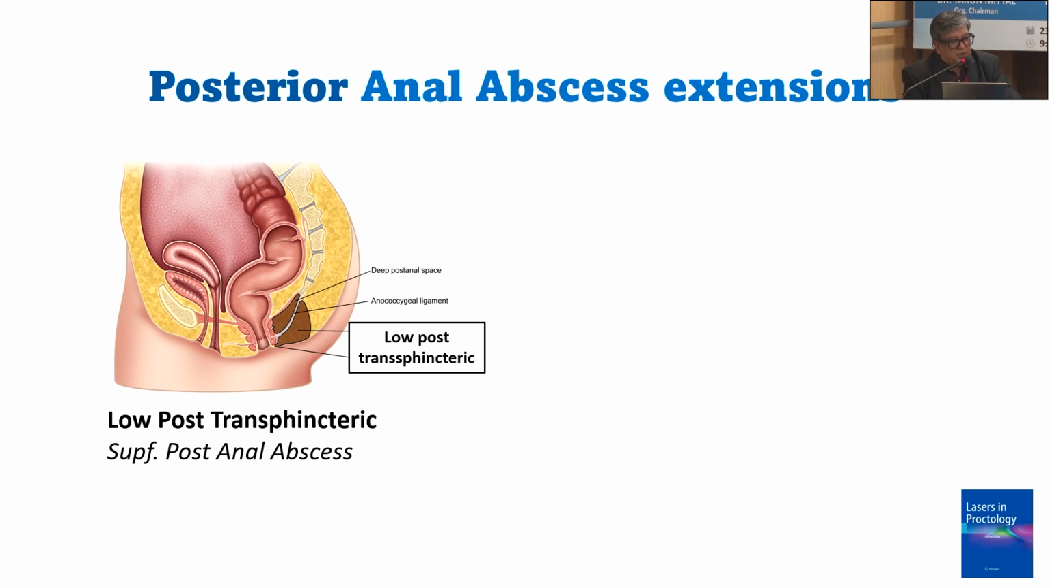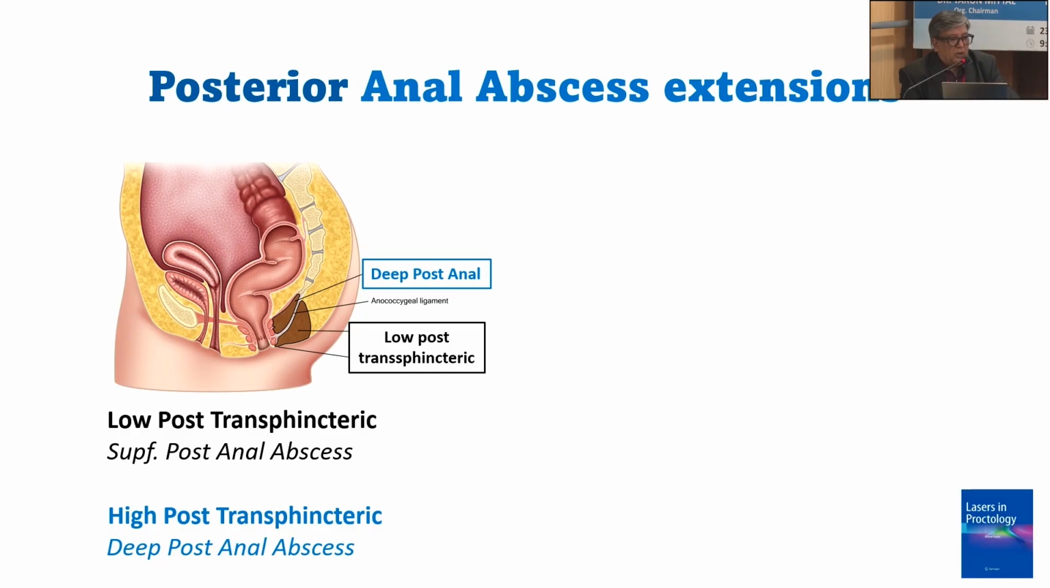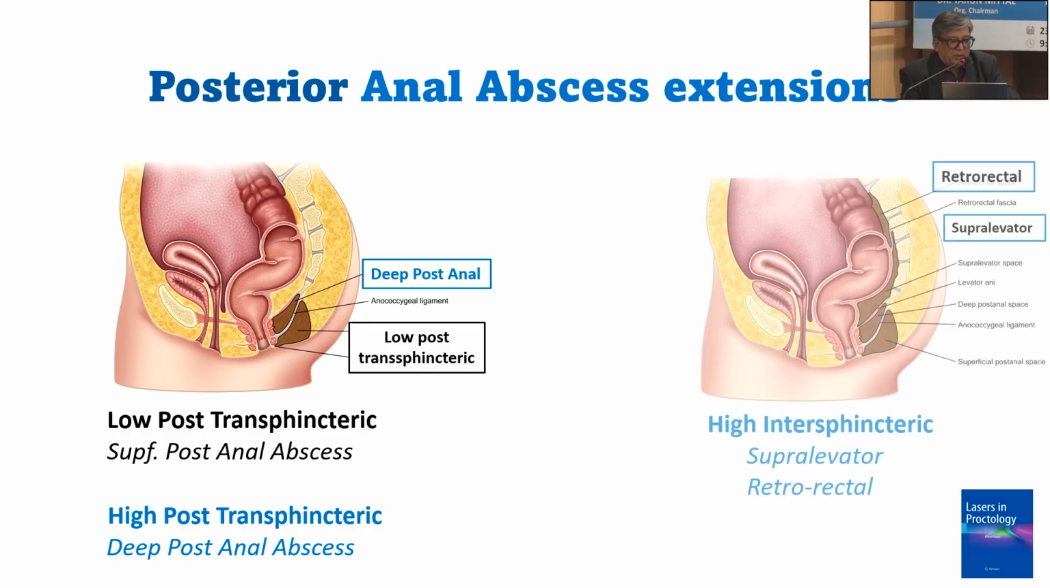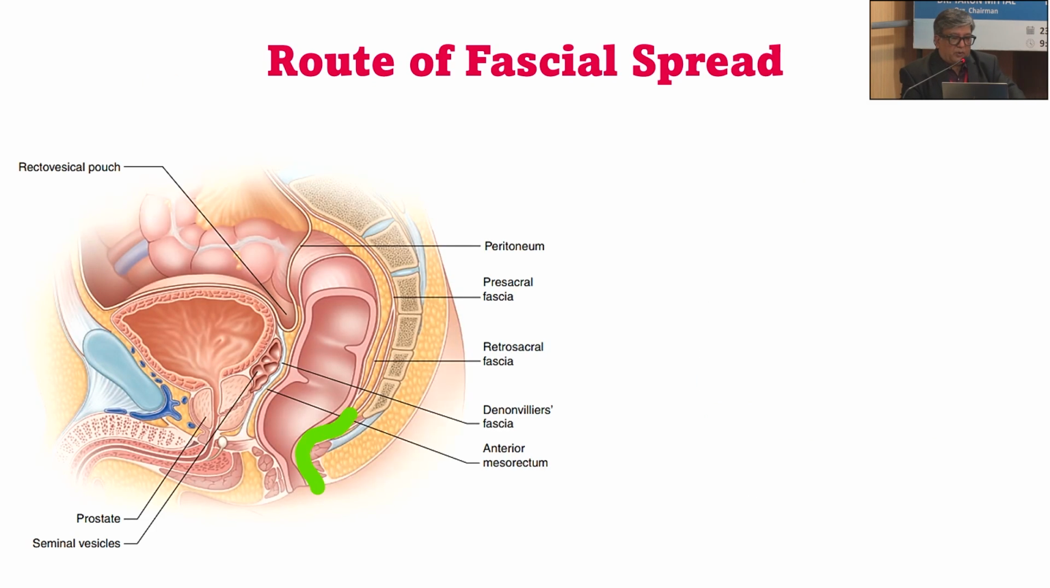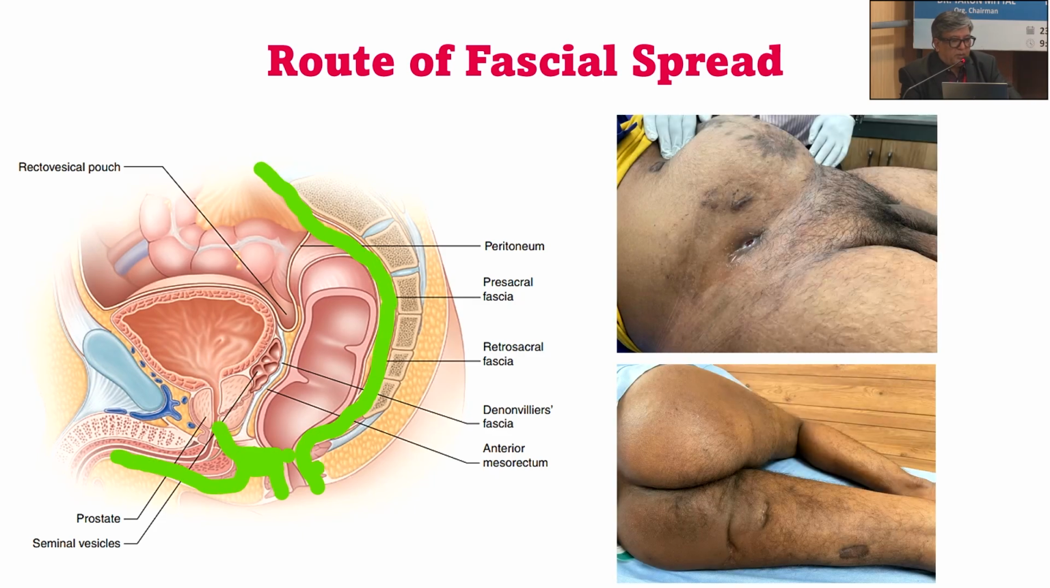Posterior anal abscess extensions: a low posterior transsphincteric abscess can be there, or a high deep posterior abscess can be there, which is below the supralevator and above the ligament, or anococcygeal ligament. And if we don't take care of these abscesses which are behind, they're never going to go away. And this one I've already shown you in the previous picture. This is the path of abscess drainage and causing a lot of problems.